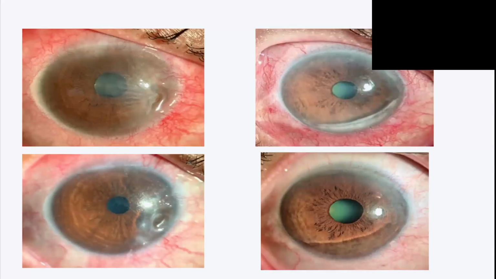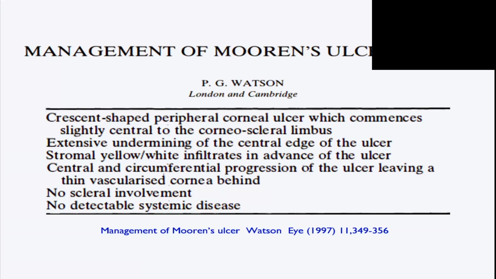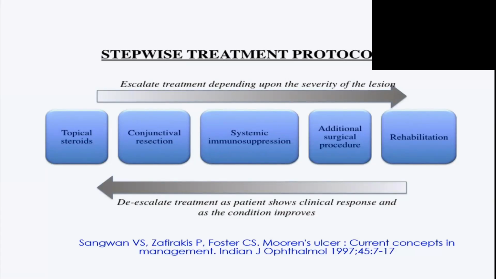Methotrexate acts well for rheumatoid arthritis in general and also for PUK associated with RA, but it takes time. So it's not as quick as cyclophosphamide. This was the 3rd case. Here everything was negative, so all the labs were negative, and Dr. Sangwan told you about Watson's criteria for Mooren's ulcer. So this is bilateral Mooren's ulcer, and there also there is a stepwise treatment protocol.